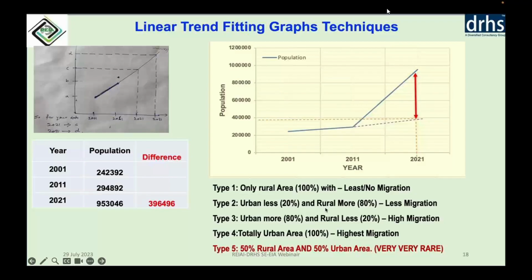But remember, while selecting those formulas, there are five types of variations. Only rural area, 100% rural area, with least or no migration: then which formula will be suitable, that you have to find out. Urban less, rural more: urban is only 20% and rural is 80%, less migration in urban area. Urban more, 80%. Now it is 100% in my area. This is what I am explaining. Rural less, 0. Here in my area it is 0. Or it is totally urbanized.